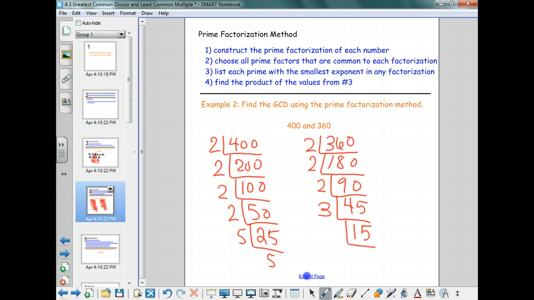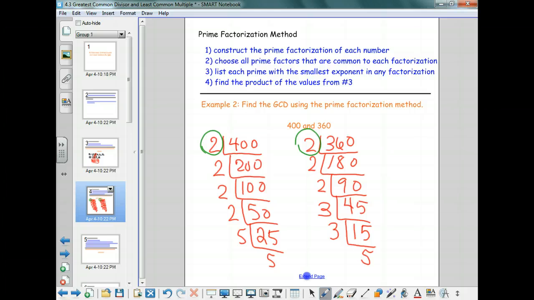15. Smallest number? 3. So Haley, do you see your 2 3s here? Makes 9. And what do I have left? 5. Okay. So this is the first thing. We construct a prime factorization for each number. We did part 1 for step 1. Step 2, choose all prime factors that are common to each factorization. Okay, so if I choose a 2 on the left, I choose a 2 on the right. Only if there's one in both lists.